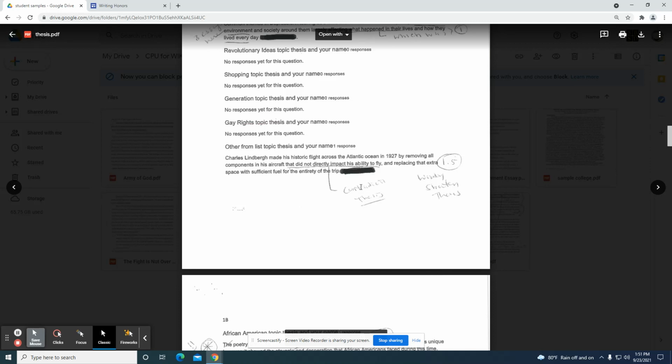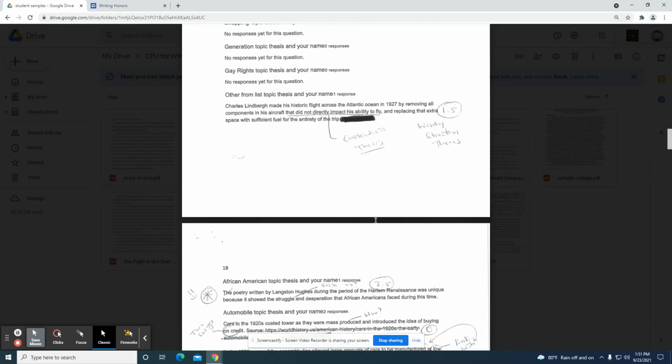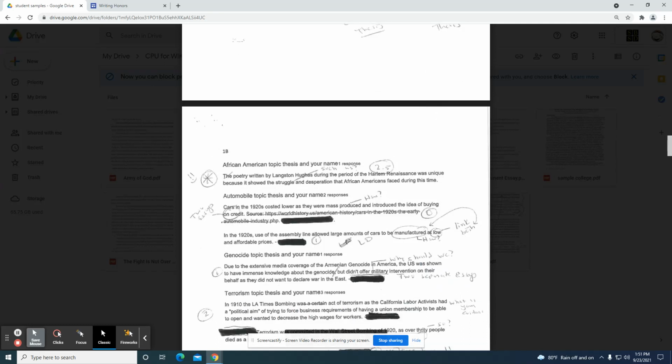Here I write that they contradict the thesis. "They did not directly impact his ability to fly." I mean, it clearly did, and that's why I needed to reduce the weight.